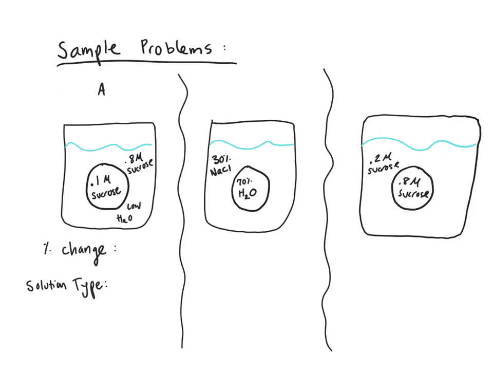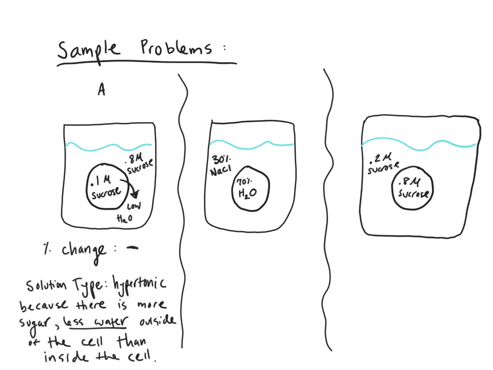So in this case, water is going to go from inside the cell to out. And that is going to lead to a negative percent change. And this is hypertonic.